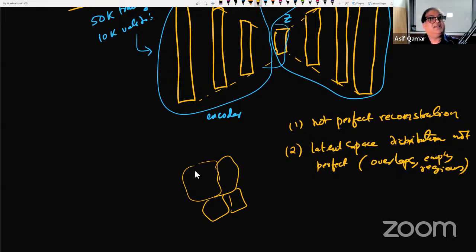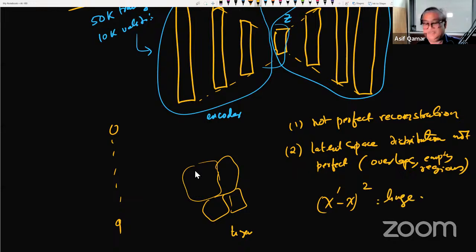It has no way to look for a tiger. So you would say that a tiger is an outlier. Compared to the digits 0 to 9, if you give it a tiger, what will happen? X prime minus X will be huge. And the squared loss will be huge. Does this make sense, guys? Right. And its reconstruction of a tiger will be really very poor.